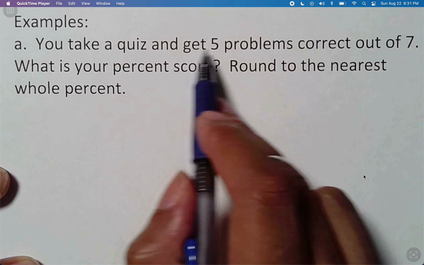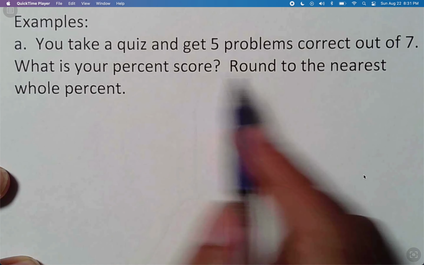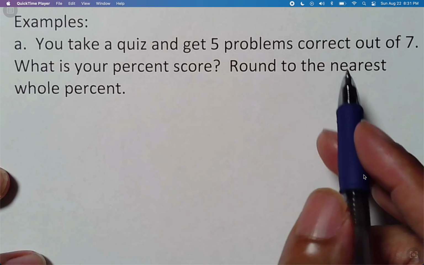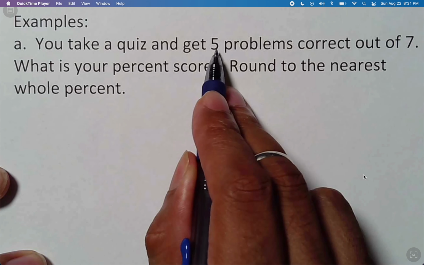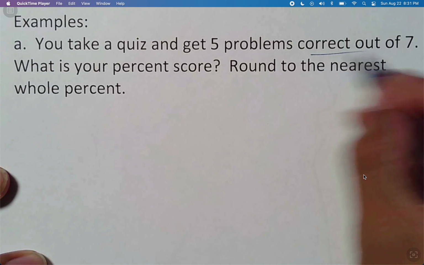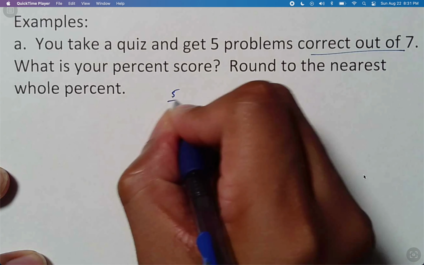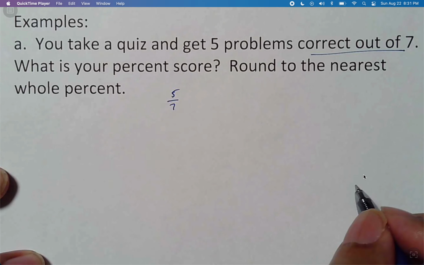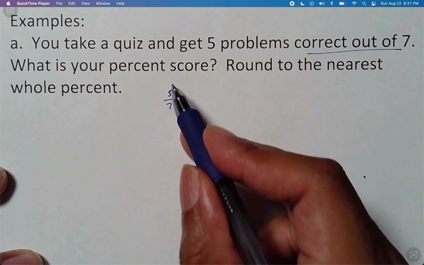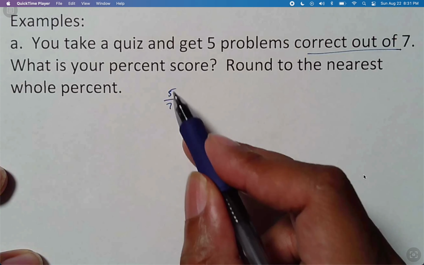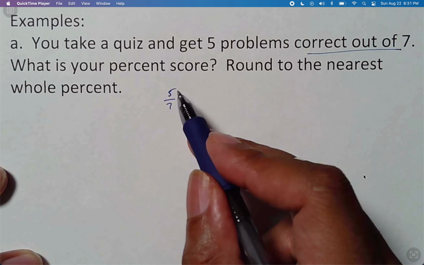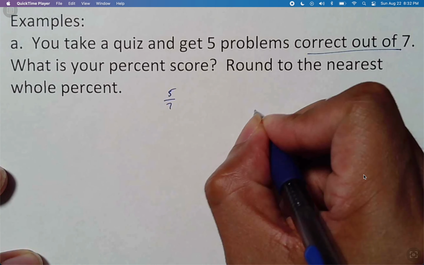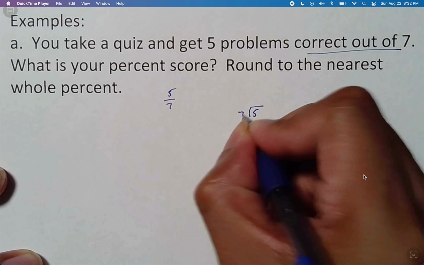If you take a quiz and get 5 questions correct out of 7, what's your percent score? Round to the nearest whole percent. So what we're going to do is go 3 digits in. You take your number that you got. The total will always go on the bottom. So your fraction here would be 5 over 7. That's going to be the first thing you want to do. I got 5 out of 7, 5 sevens, however you want to view that. But again, that's 5 divided by 7, which, if you're working this out, inside out means 5 goes on the inside, 7 goes on the outside.